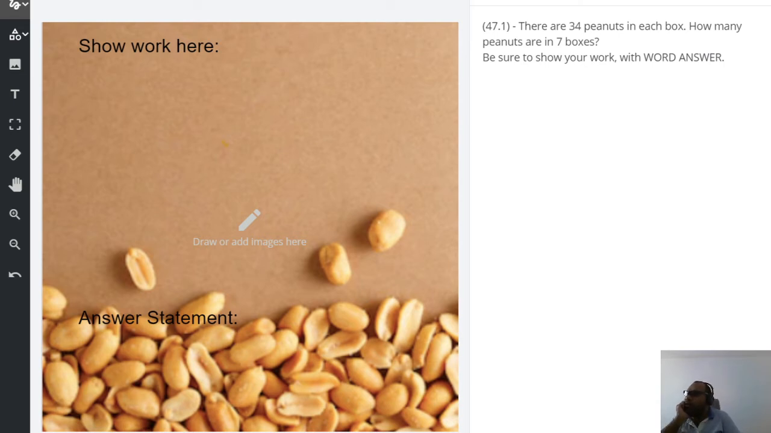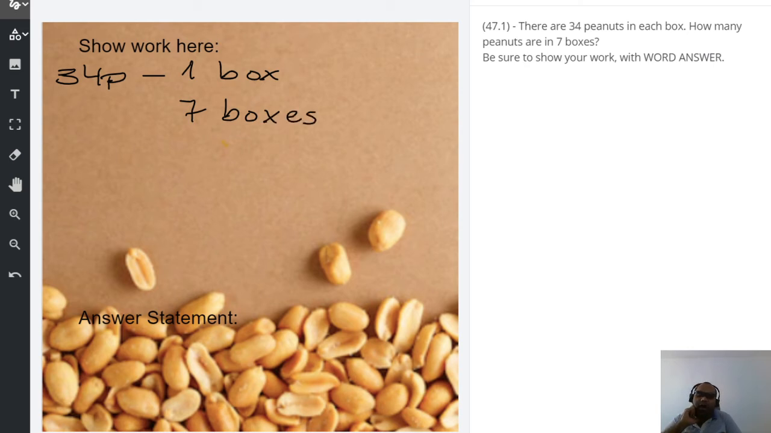Let's show your work over here, guys. Let's read again and highlight the important information here. There are 34 peanuts. Just write this P, okay? 34 peanuts, P, in each box. How many peanuts? In one box, I have 34 peanuts. My question is, how many peanuts are in 7 boxes? I'm looking for 7 boxes.